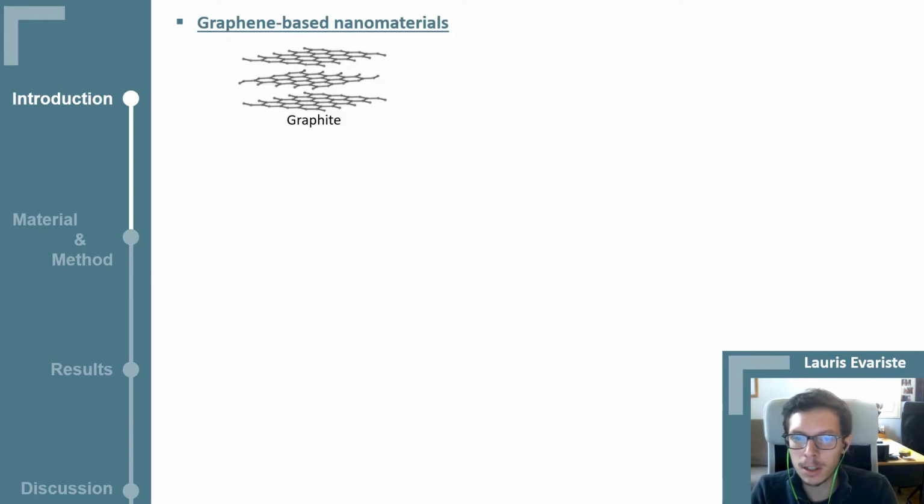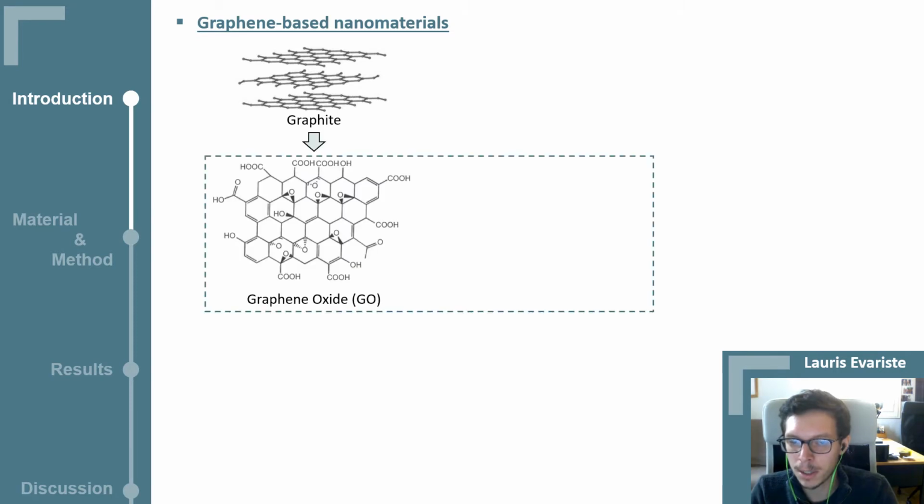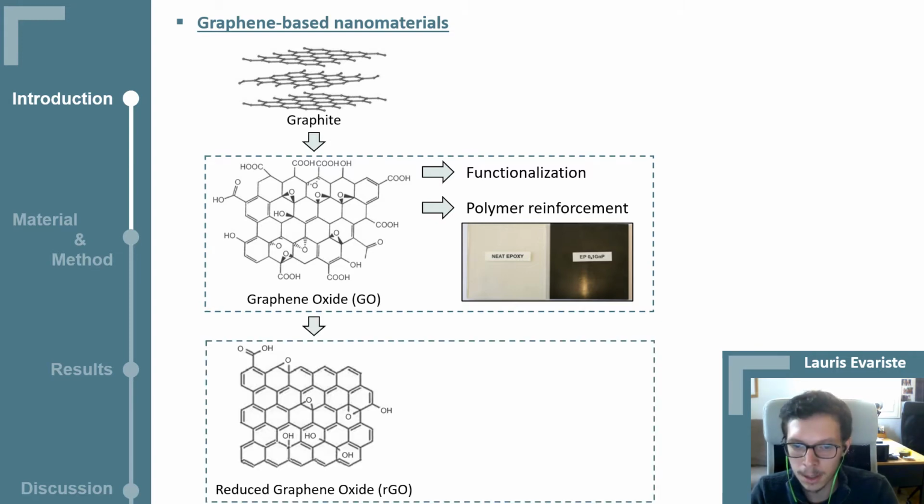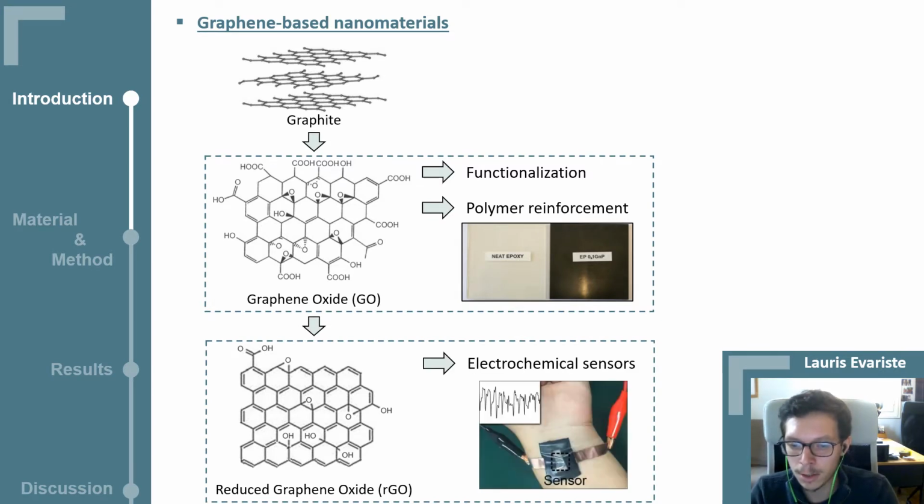Graphene-based nanomaterials are mainly made from graphite that can be exfoliated and oxidized to produce graphene oxide. Due to the presence of oxygen-containing functions at its surface, it can be functionalized. And due to its high stability in liquid, it's also used for polymer reinforcement. This graphene oxide can be reduced into reduced graphene oxide, which possesses good conductivity properties that are used mainly to produce electrochemical sensors.